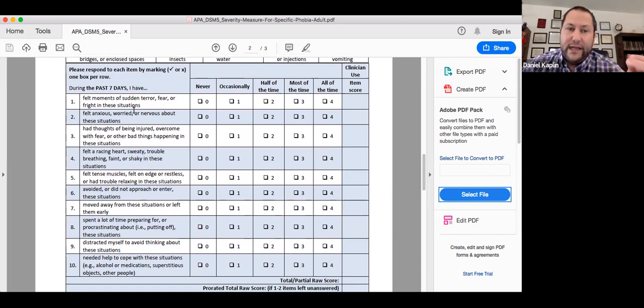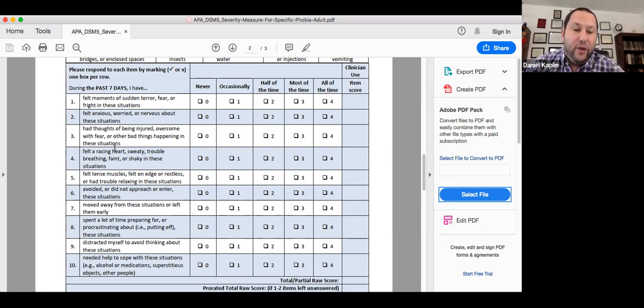And then it gives you a series of items, and these items are in relation to the criteria for the diagnosis, right? So felt moments of sudden terror, fear, or fright, felt anxious, worried, or nervous in these situations, had thoughts about being injured or overcome with fear, had a racing heart or sweaty palms, etc., felt muscle tension, avoided these situations, moved away from these situations or had to leave them early, put off these situations. So you see all the avoidance that we're talking about.